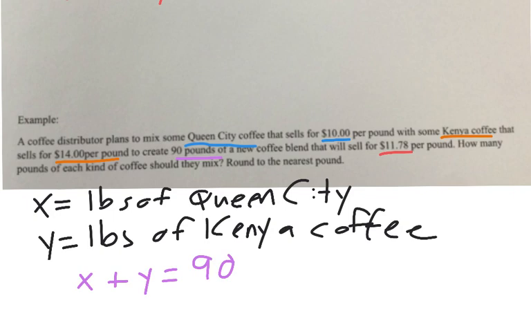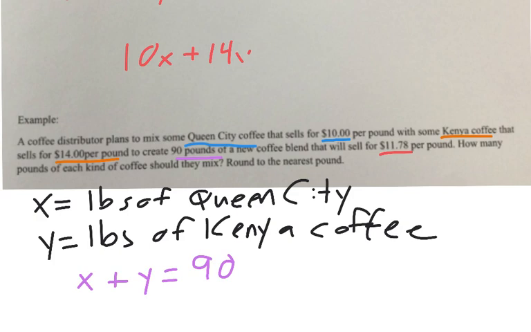So it tells me normally Queen City coffee is $10 a pound. Kenya coffee is $14 per pound. So I think you guys probably started making the equation correctly. What was your natural instinct for what to do there? Okay, that is what we want to do.